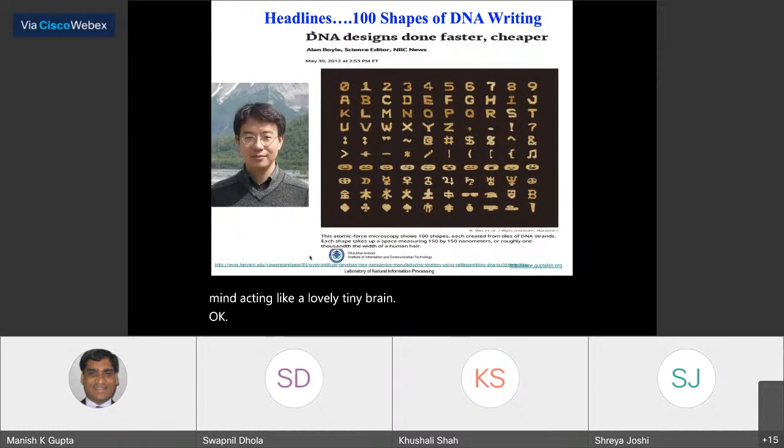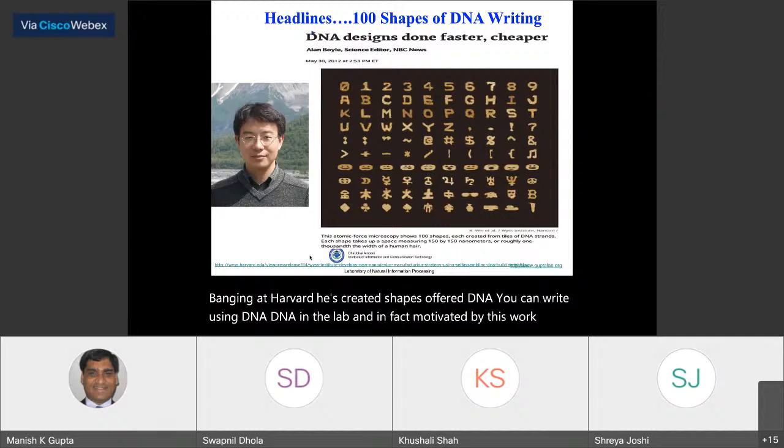Pang at Harvard has created shapes of DNA. You can write using DNA in the lab. In fact, motivated by this work, we created the software DNA Pen, which can do this task automatically for you. So now anyone of you can do writing using DNA.